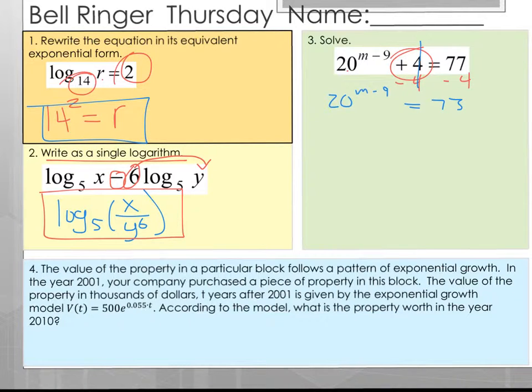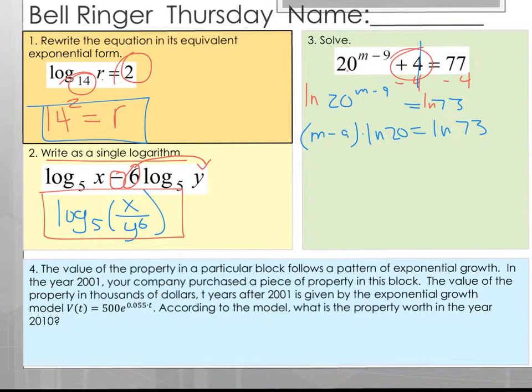Then what we could do is take the natural log on both sides of the equation. Anything we do to one side, we have to do to the other. And then what that allows us to do is actually use that power property and bring down the m minus 9 exponent. I'm going to put parentheses around it because that whole thing is in the exponent even though it has 2 parts. And that's multiplying our natural log of 20, and it's still equal to the natural log of 73.